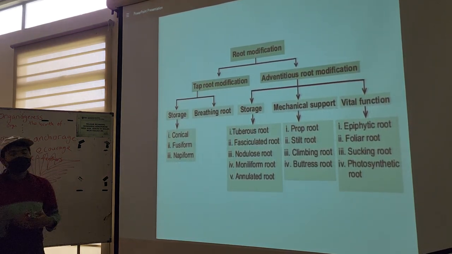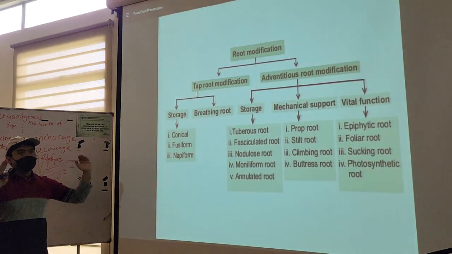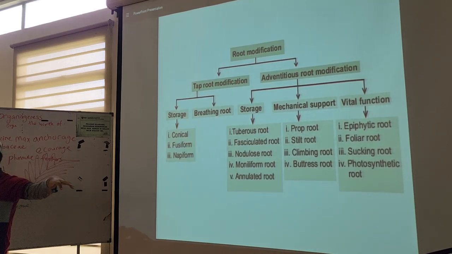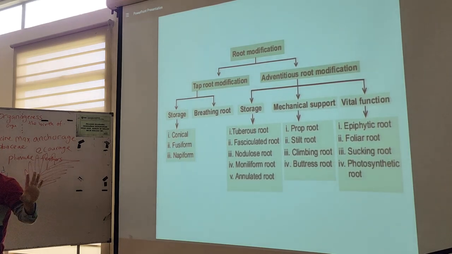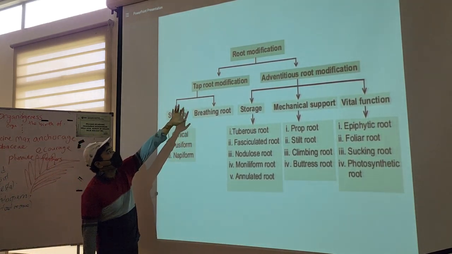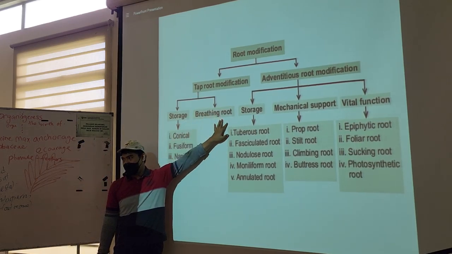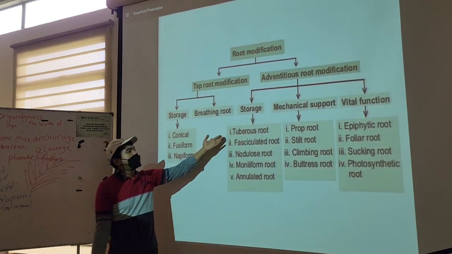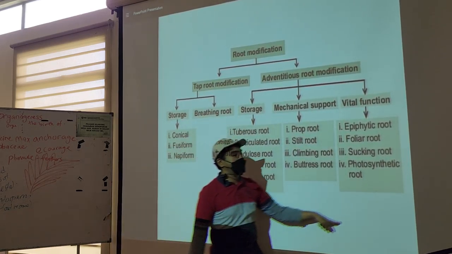Okay. All right. So let's see the root modification. What's that all about? To prevent confusion, I strongly advise you to understand this diagram. Root modification. Number one, you need to understand there are 2 routes or 2 paths for modification. Is it dealing with the taproot or is it dealing with the adventitious root? That needs to be clear first. So when you go to one side first, the taproot modification can be for the reason of storage and also breathing. And under the adventitious root, it can also be storage, mechanical support, and also the vital function.